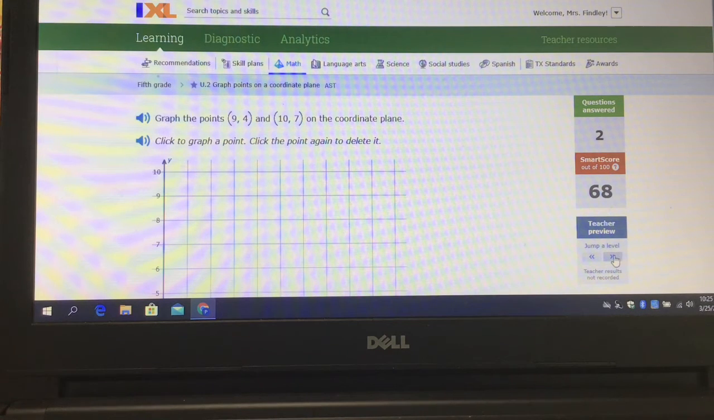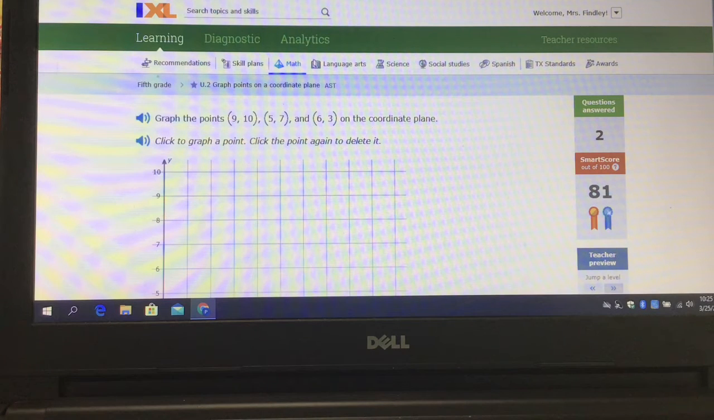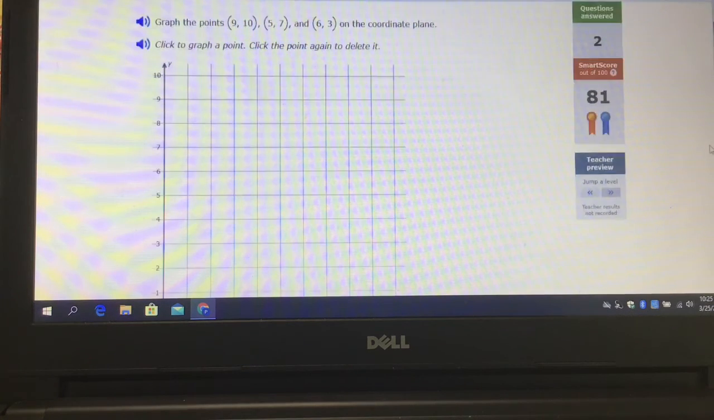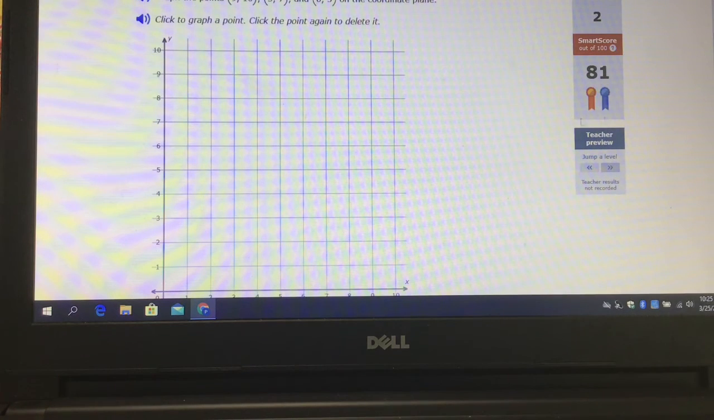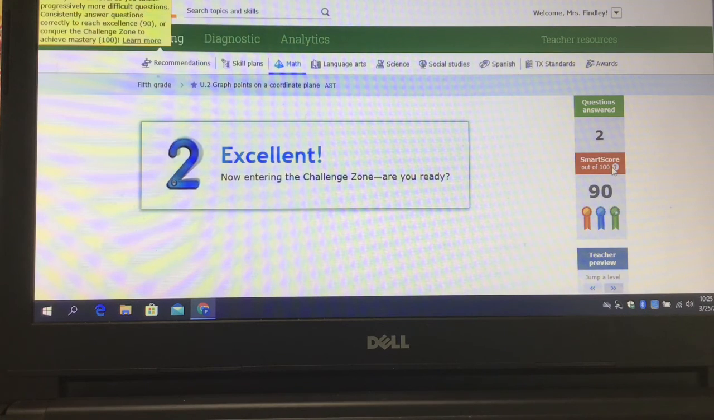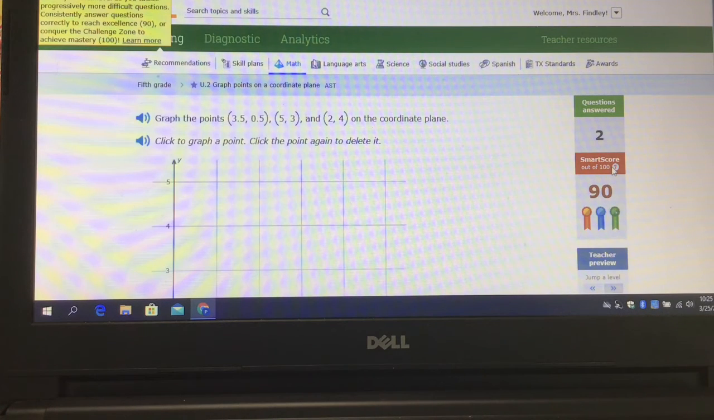All right, let's try the next level. All right, now we've got to plot 3 points on the coordinate plane. It's just more practice. You're just going to make sure that you go down and you plot all 3 points on the coordinate grid. You've got this point, this one, and that one. So make sure you plot all 3 on the coordinate plane before you hit submit. All right, let's try the next one. Oh, we're in the challenge zone.